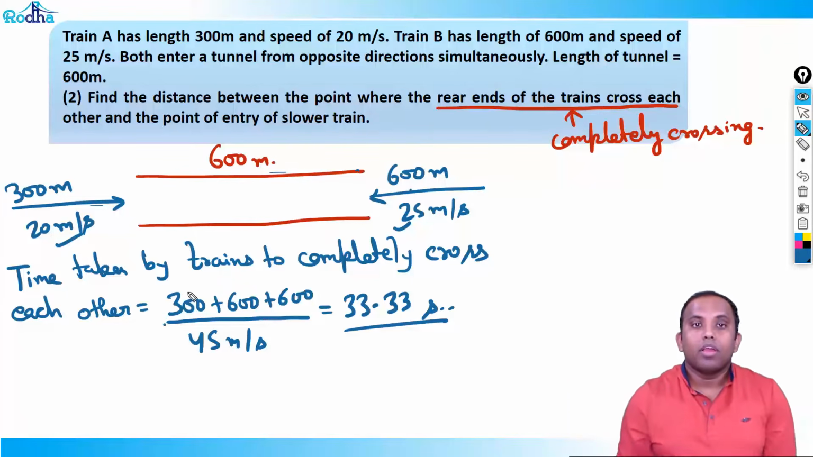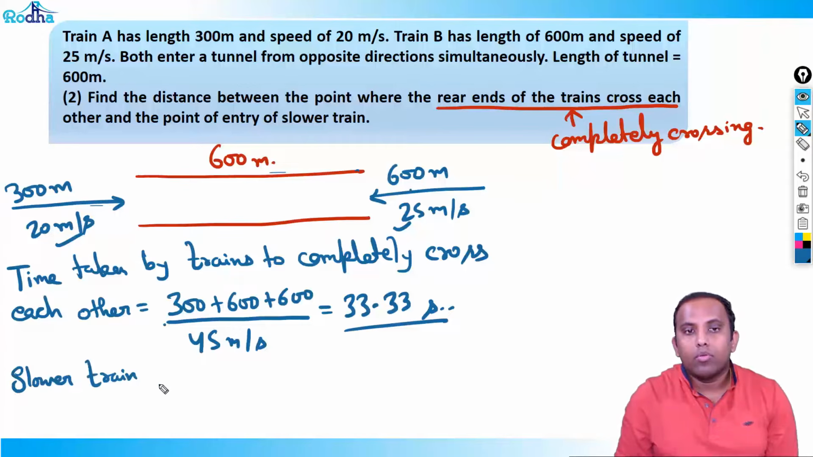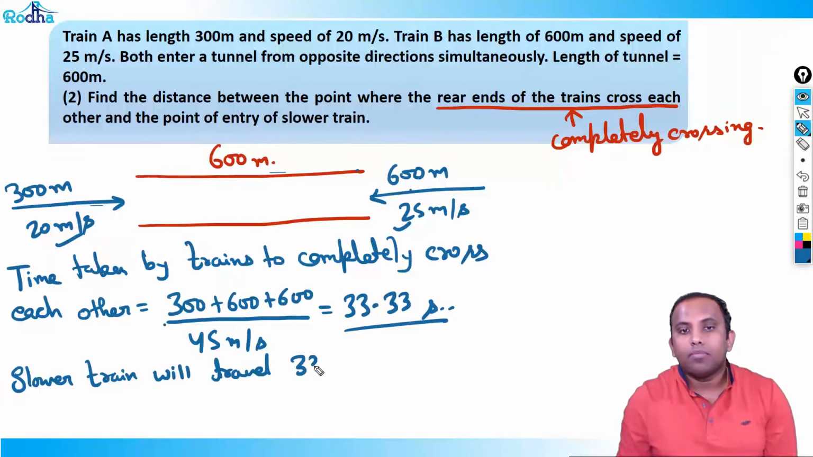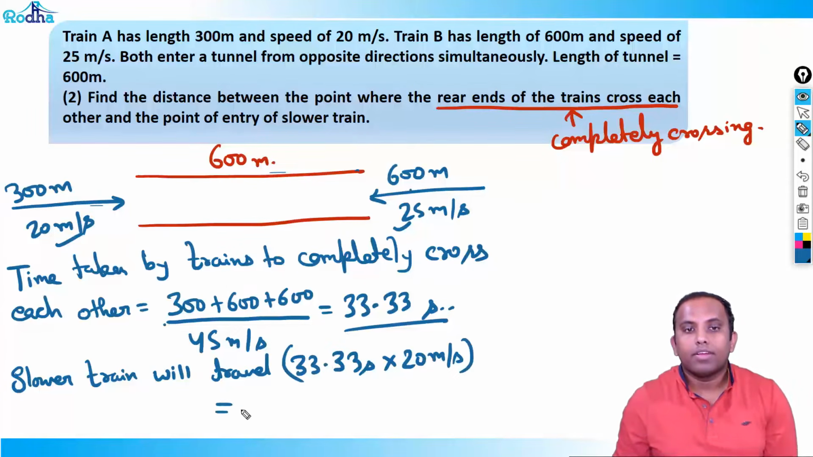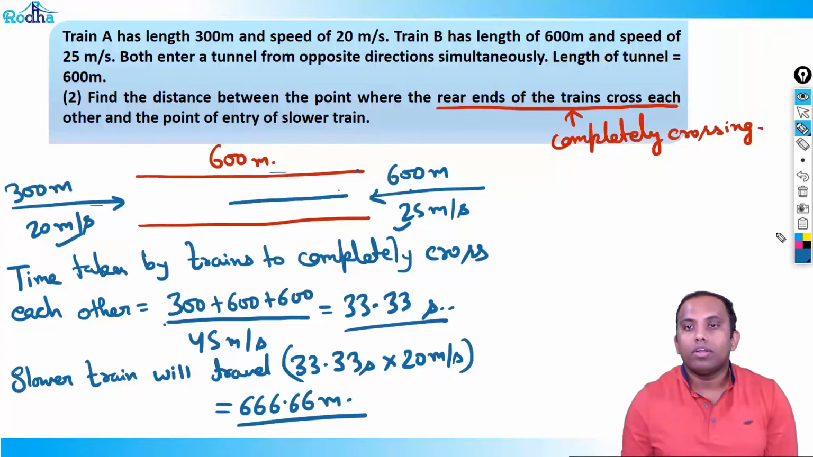Fine. So if both trains completely cross each other, in that time how much will the slower train travel? I can write: the slower train will travel 33.33 seconds times 20 meters per second, that is 666.66 meters. That means it has come inside by 666.66 meters. Okay, let me draw another diagram.